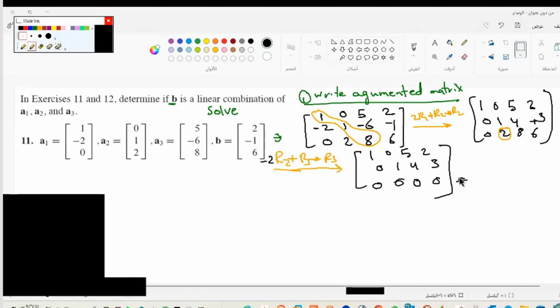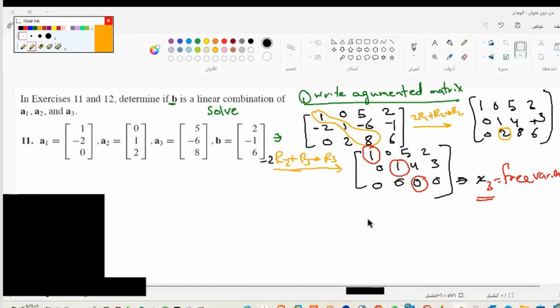As you see here, x3, this was x1. Return to the previous lecture. This is x1, x2, x3. x3 here is a free variable, so you can select any value for this one. After that, you can find x1 and x2.